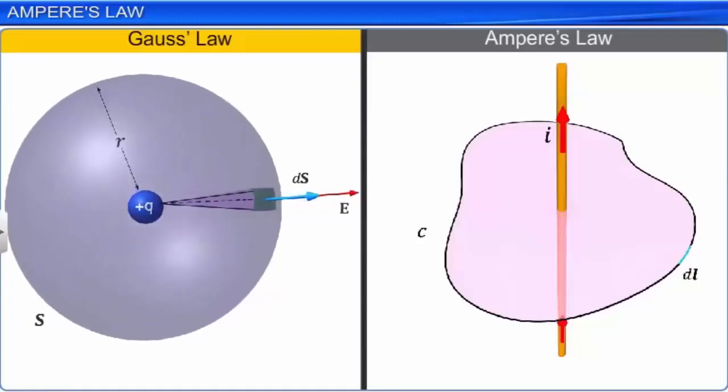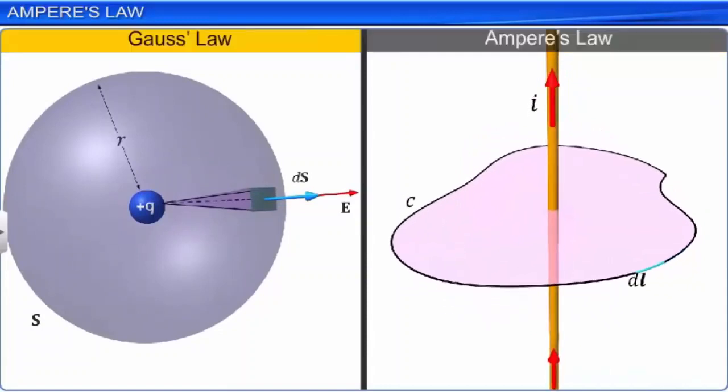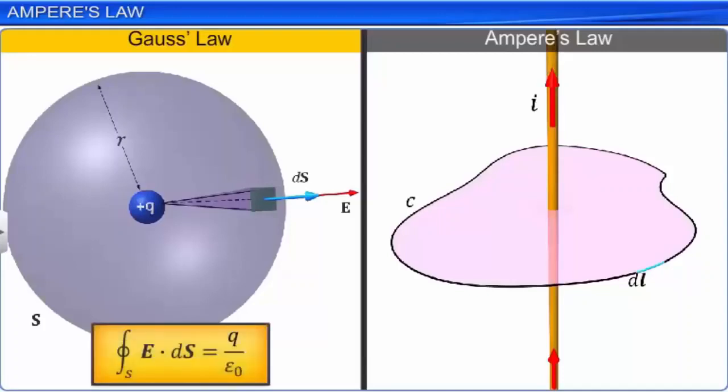The Gauss law that we studied in electrostatics is analogous to the Ampere's law. Gauss law establishes a relation between the integral of the normal component of an electric field over a closed surface and the net charge enclosed by the closed surface, and helps in the calculation of the electric field intensity at a given point. Mathematically, it is represented as the integral over a closed surface S E dot ds is equal to Q by epsilon naught, where epsilon naught is the permittivity of free space.